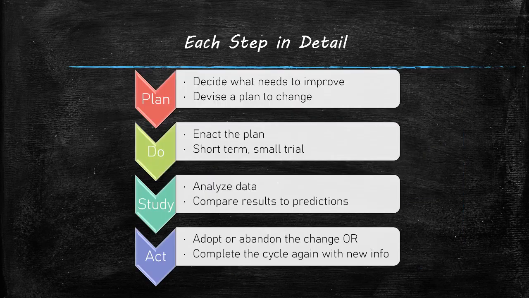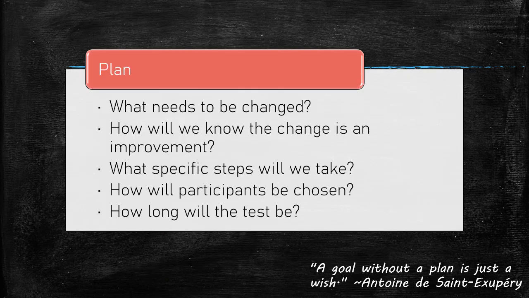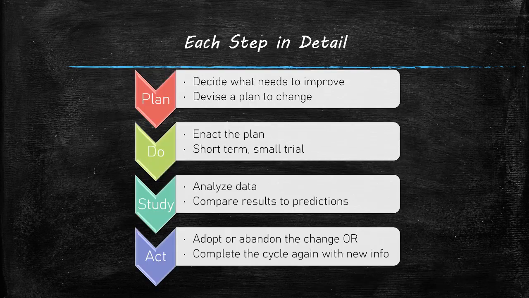Let's look at each step. The first step is plan. Here, we will decide what needs to be changed and plan for how to change it. We can ask some specific questions, such as, how will we know that what we have changed is actually an improvement over what we already had? In regards to our student-centered assessment, we would look back on our deficits, like student buy-in and progress towards mastery. If there's improvement in those areas, we can assume that we improved the outcomes. We also need to formulate our hypothesis and decide how the participants will be chosen and how long the trial will last. The next step is do.